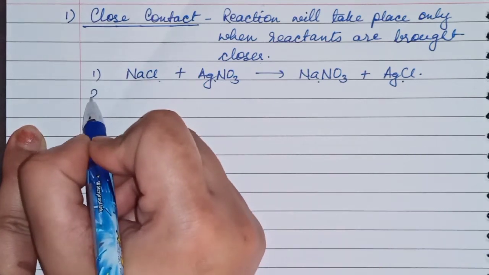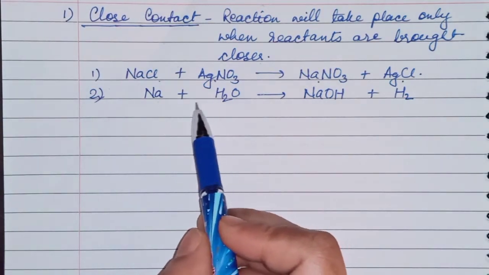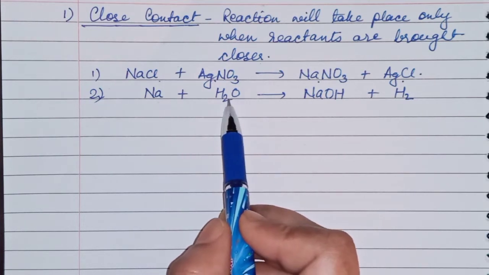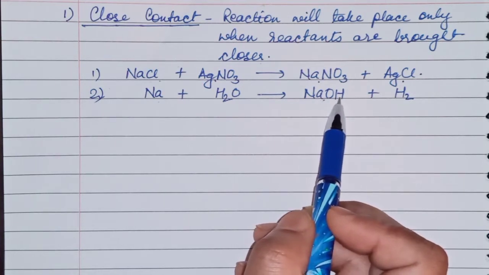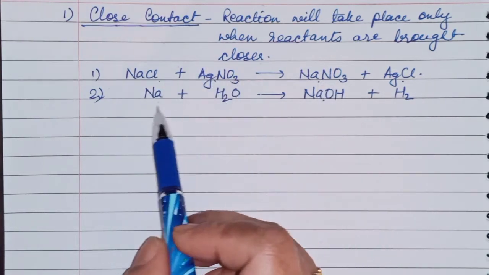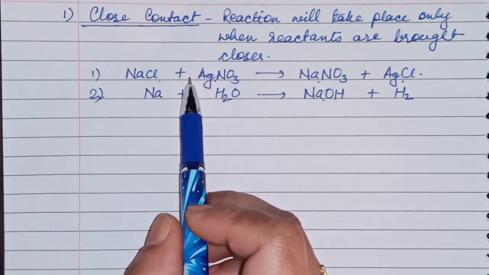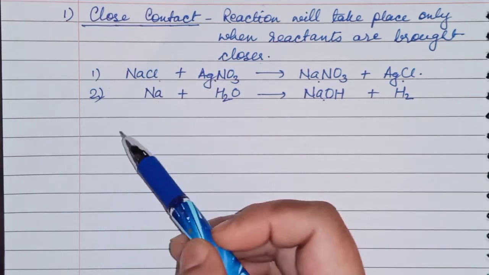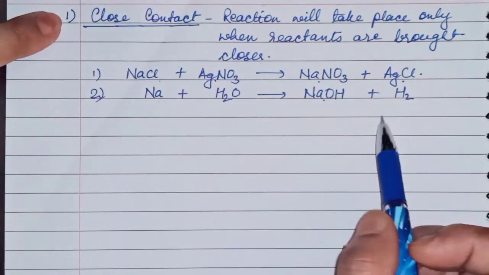The second example is when sodium metal comes in contact with water, or when sodium metal is poured in water, only then the reaction takes place and it forms sodium hydroxide and hydrogen gas is released. In these two examples, you can see that if they are not coming in contact with each other, they are not reacting. If they are coming closer or mixed together, only then they form a new product. So first is close contact.